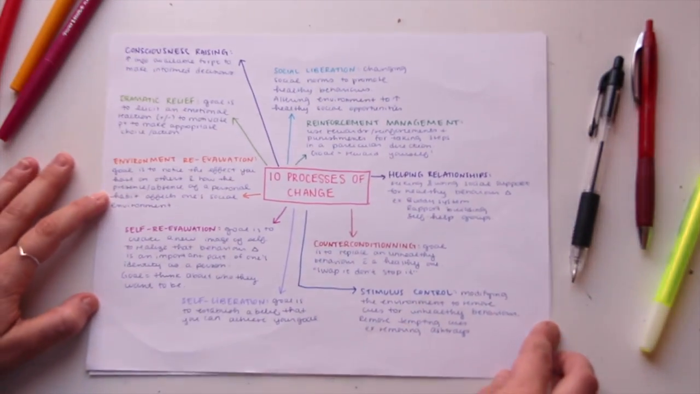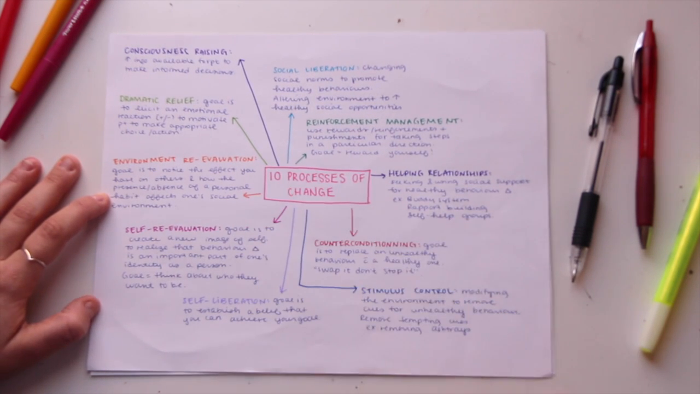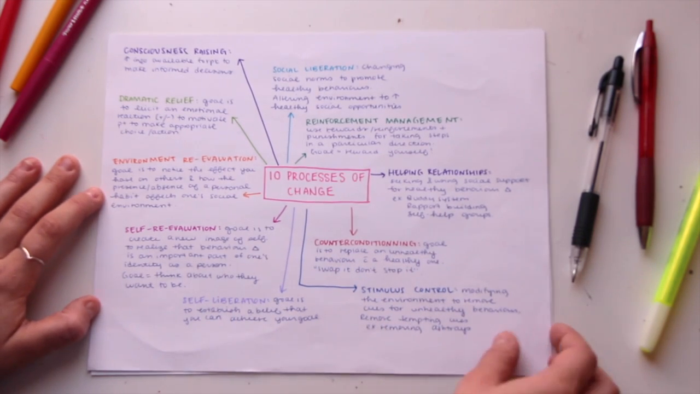That's for that. Here, this is my learning class. So these are the 10 processes of change. And then I just wrote in different colors all the different types. And then I explained a little bit what each of them was.